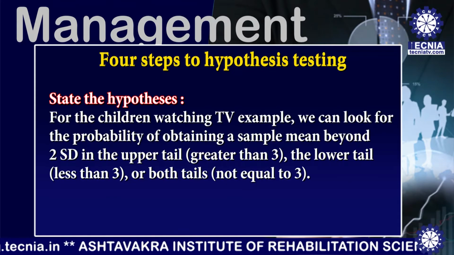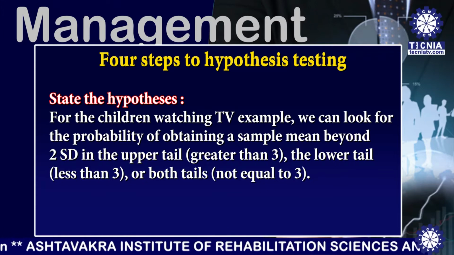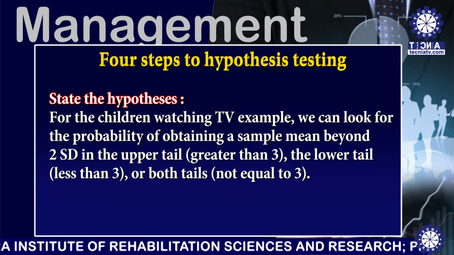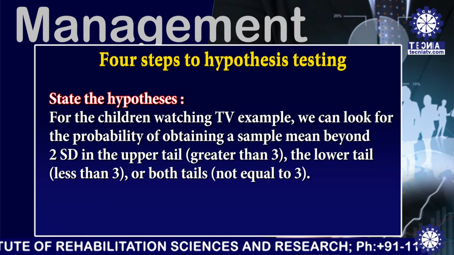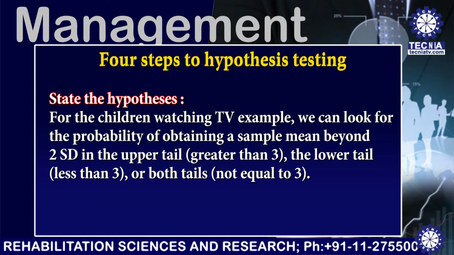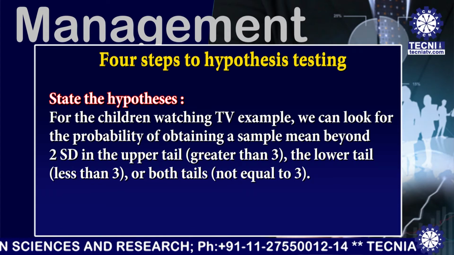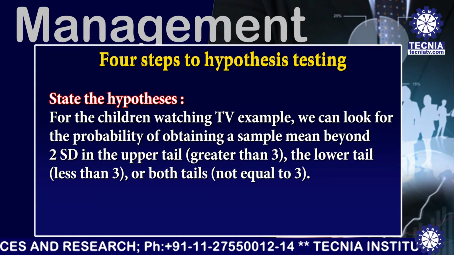For the children watching TV example, we can look for the probability of obtaining a sample mean beyond 2 standard deviations in the lower tail, which is less than 3, or both tails, not equal to 3.